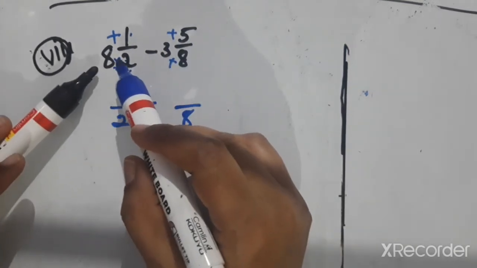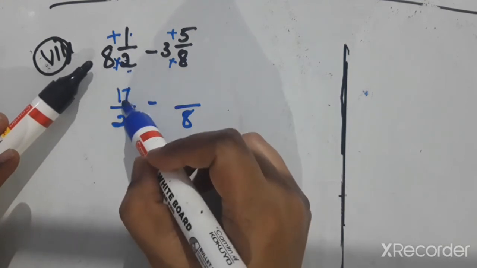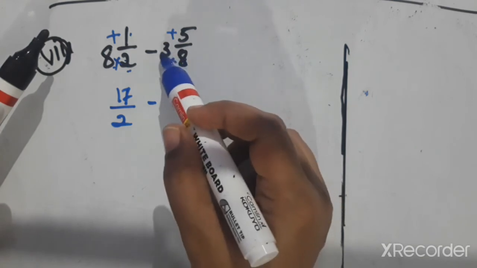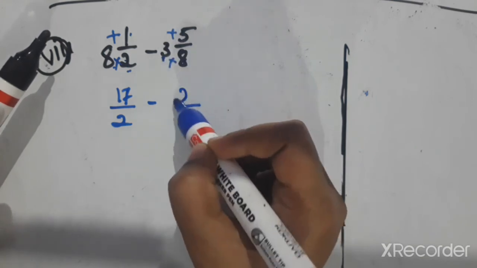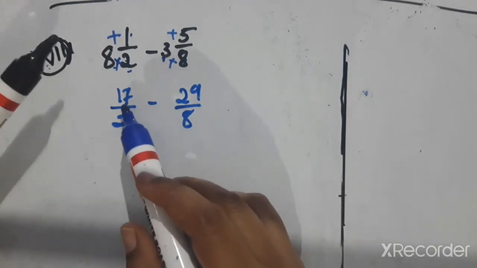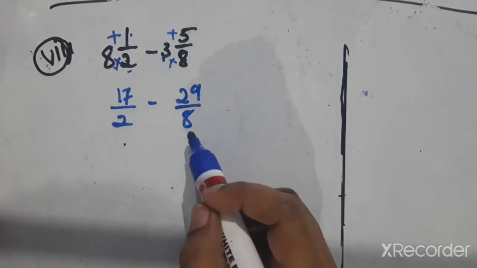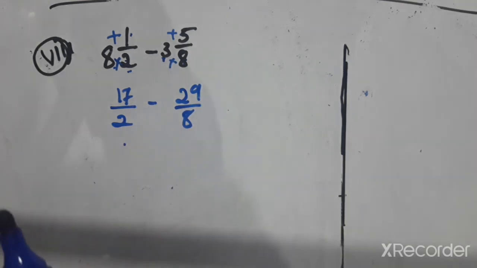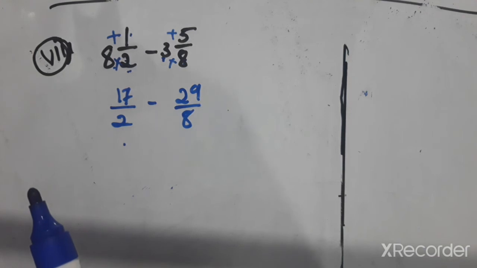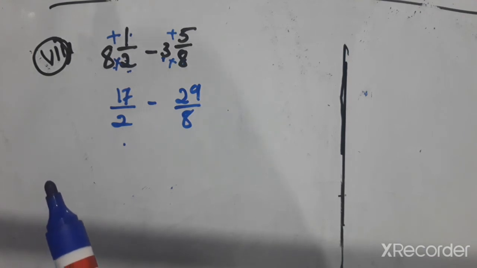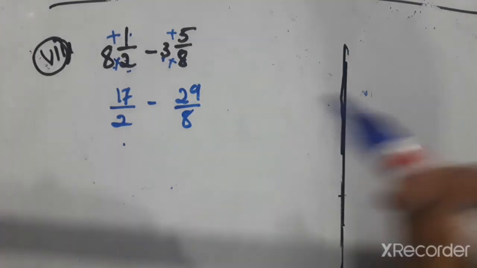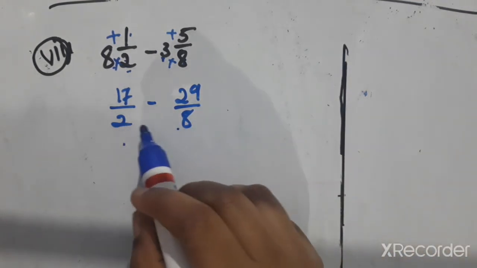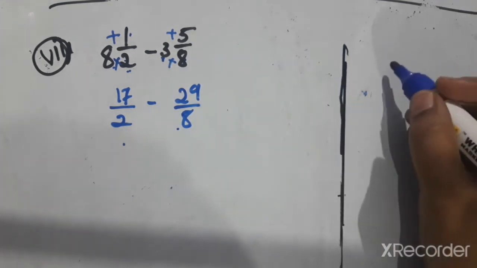2 8s are 16, 16 plus 1 is 17. 17 by 2 minus, 8 3s are 24, 24 plus 5 is 29. So the answer is 17 by 2 minus 29 by 8. Converting the mixed fraction into an improper fraction is over. Now we have to convert this into like fractions. Like fraction means we have to find the LCM of the denominators, so when the denominators are the same value, we can add or subtract very easily.